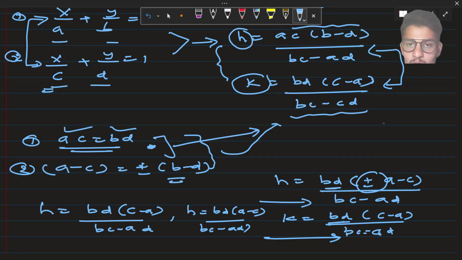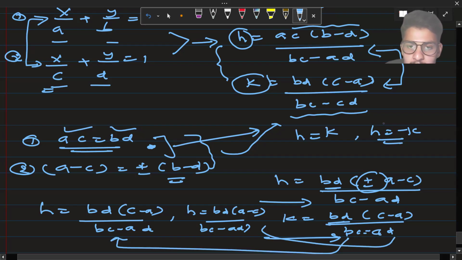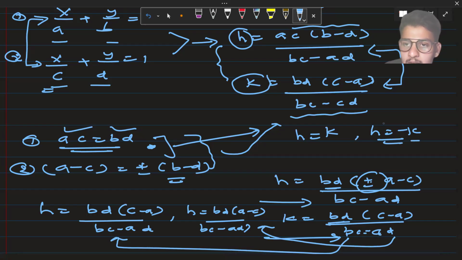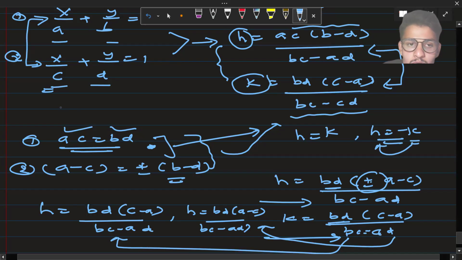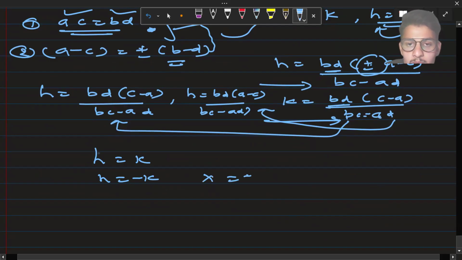So in one scenario H is equal to K, and in another scenario H is equal to minus K. In the second scenario, for the positive sign, you need to put minus into the K to get the H. So using these two situations, we have received that H is equal to K or H is equal to minus K. So x is equal to plus minus y. That is the relation between them.